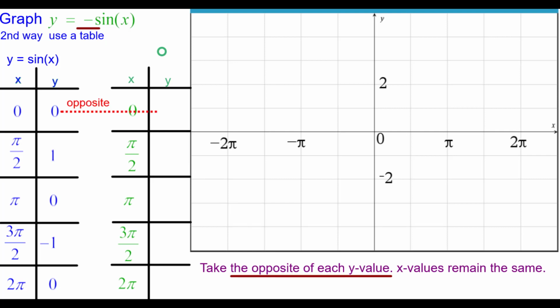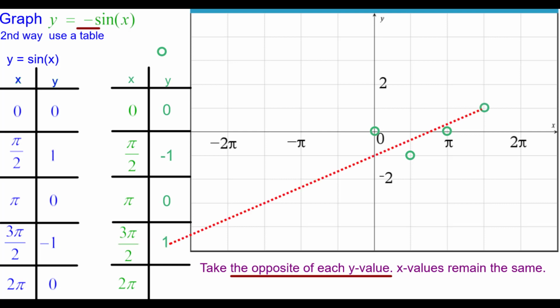And now one by one, we'll take the opposite of each y value. The opposite of 0 is 0, so we start at the origin. The opposite of 1 is -1, so pi over 2, -1. The opposite of 0 is 0, pi, 0. The opposite of -1 is +1, so 3 pi over 2, +1. And the opposite of 0 is 0, 2 pi, 0.